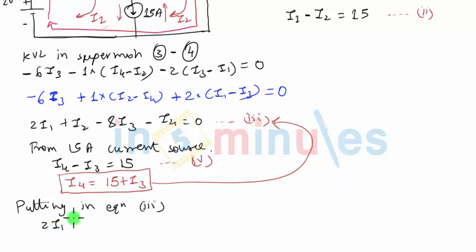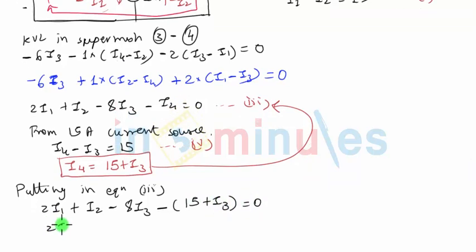This is 2i1 plus this is i2 minus 8i3 minus, now instead of i4 we will replace i4 with 15 plus i3 equal to 0, and this will be further 2i1 plus i2 minus 8i3 minus i3 will be minus 9i3, and this minus 15 goes on the other side, will become equal to plus 15. I'll call this equation number 5.